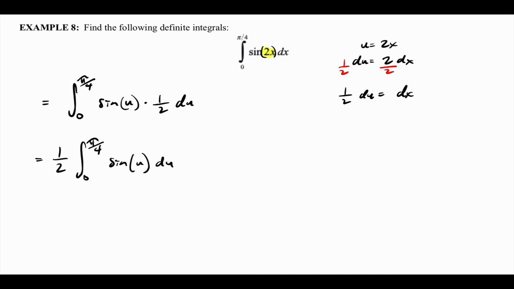So you put 2x, derivative, divide by 2, plug everything back in. You get 1/2. So now I have to find the antiderivative of sine of u. The derivative of sine is cosine, so the antiderivative is going to be negative cosine. So negative cosine of u, and I have to evaluate it from pi over 4 to 0.